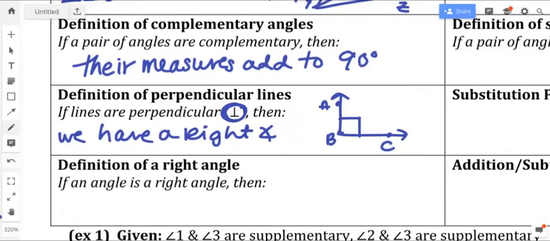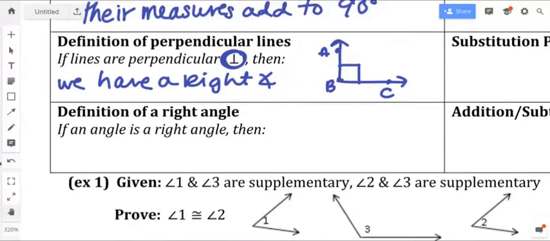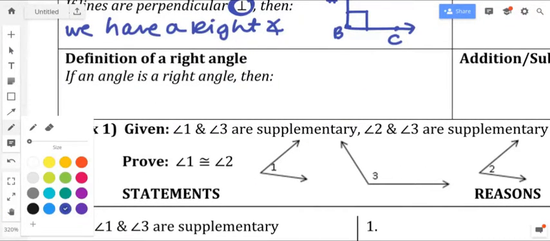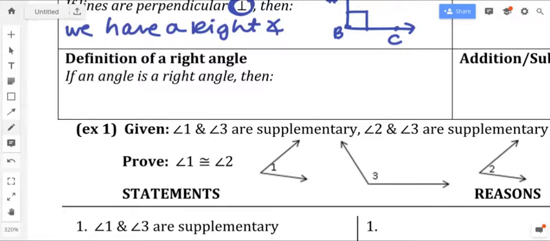Now, if we have a right angle, moving on to the next one, what is a right angle? Remember that a right angle is an angle that measures 90 degrees. So once they tell you that an angle is a right angle, next they would say that the measure of that angle is 90. So it says definition of a right angle: if an angle is a right angle, then it measures 90 degrees.